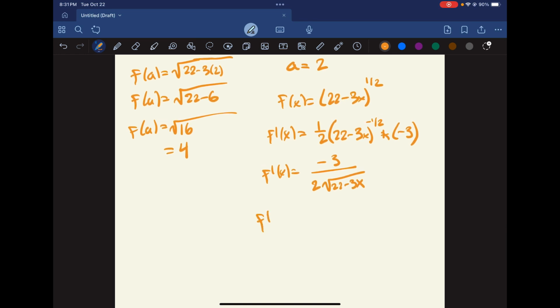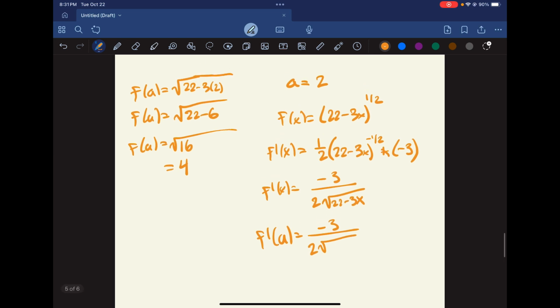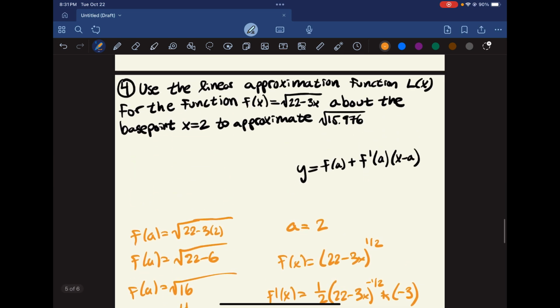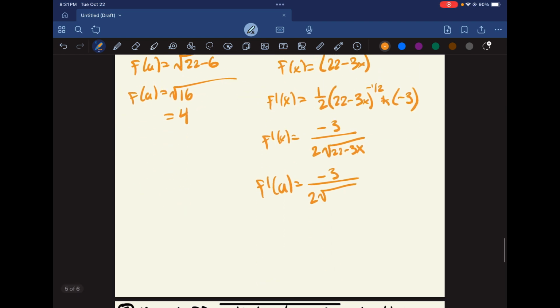And then f prime of a would equal negative 3 divided by 2 times the square root of 22 minus 3a. So we said our a is 2, so f prime of 2 equals negative 3 divided by 2 times the square root of 22 minus 3 times 2. 22 minus 6 is 16, so negative 3 divided by 2 times the square root of 16. The square root of 16 is 4, so that's negative 3/8.